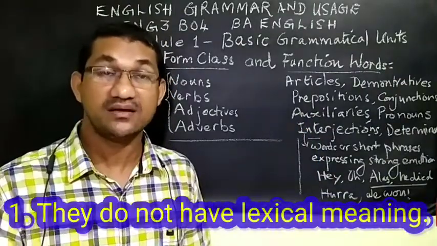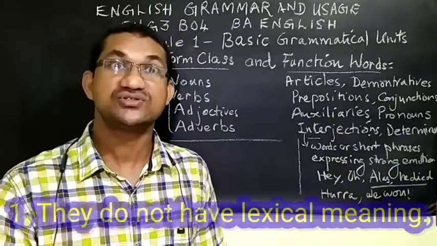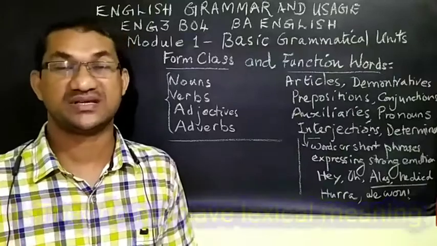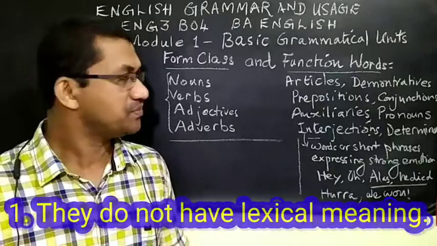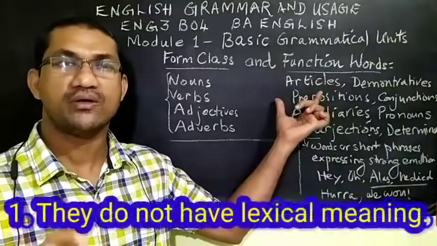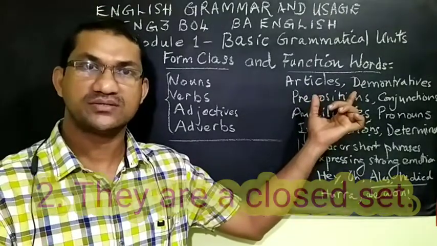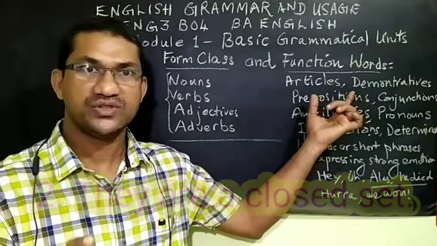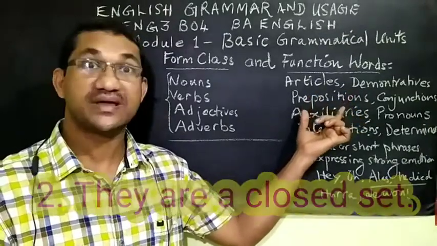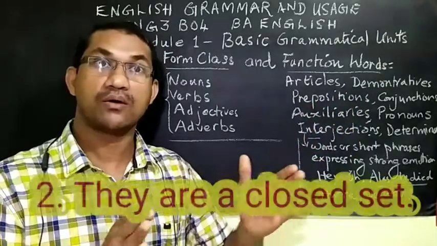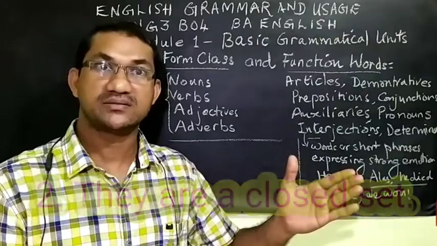Now we are looking at the second feature of the function words. They are a closed set. Why do we say that they are a closed set? Because the articles are just 3, a, an and the. Determiners, again, right. Demonstratives, right. This, these, those, they don't increase. Prepositions again do not increase. In, on, of, through, between, among, under, beneath.